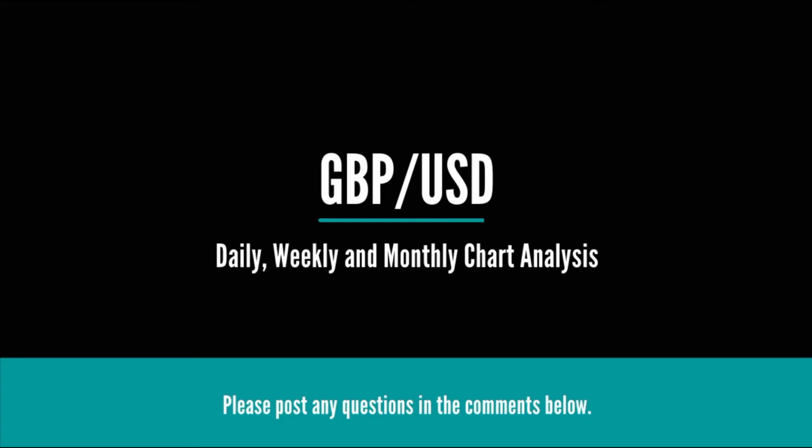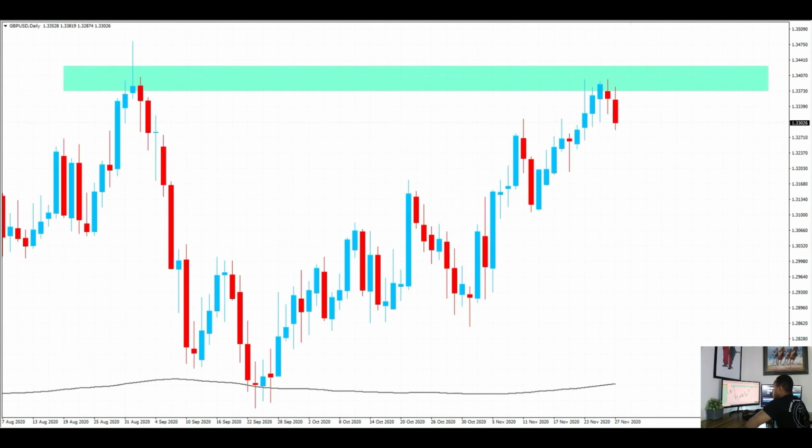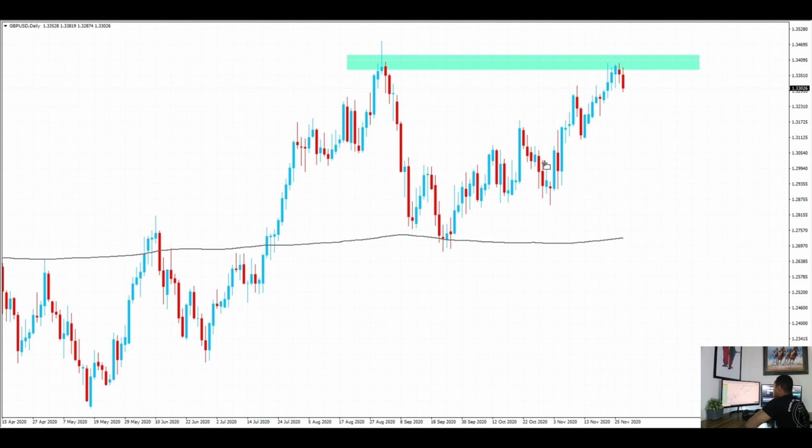Up next is GBP USD. Okay, so for GBP USD on the daily chart, you can see we came to this area of resistance here in the market, which again is a really strong area of resistance. We saw some bearish price action coming in on the 4-hourly, and now it's starting to come in on the daily as well. So we could be seeing a move back to the downside for GBP USD.